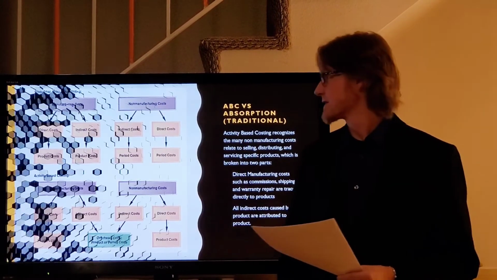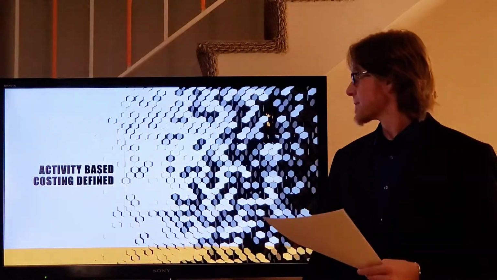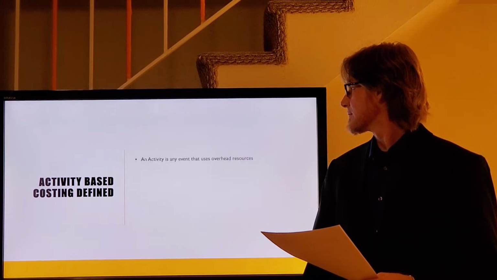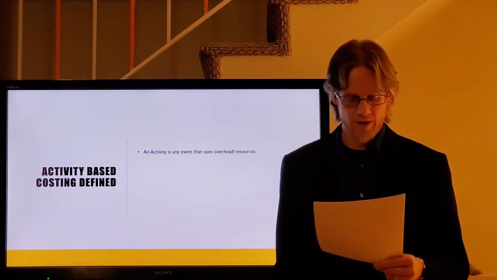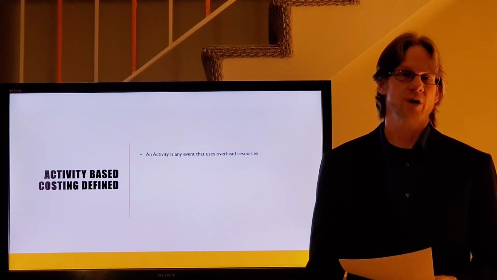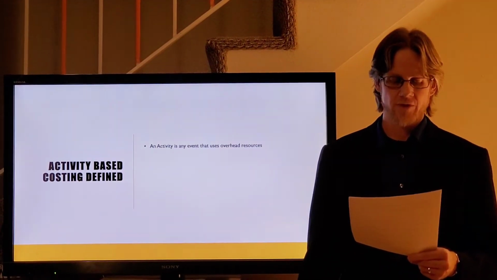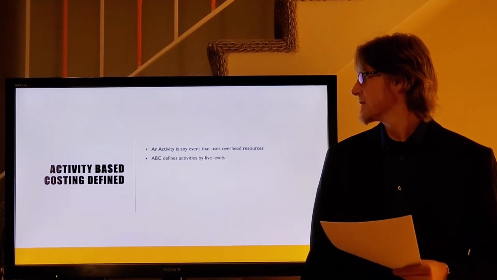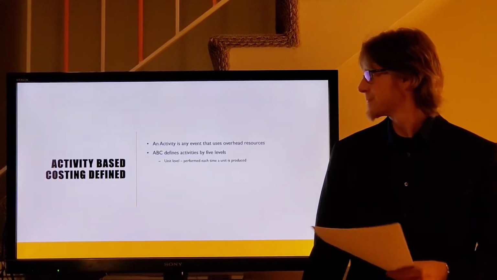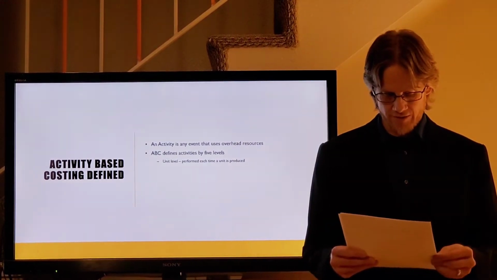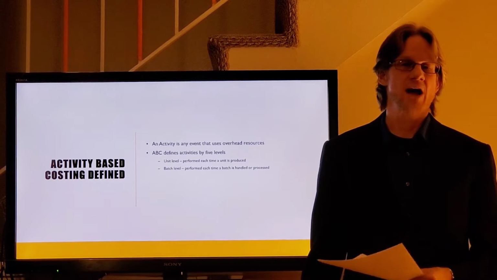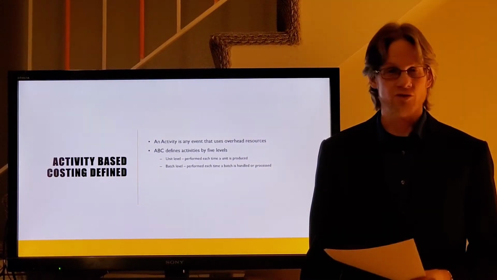Now let's define activity-based costing. An activity is defined as any event that uses overhead resources. Traditional cost systems rely exclusively on allocation bases driven by production levels, whereas ABC defines activities by five levels. The first is unit level activities, which occur each time a unit is produced. The second is batch level activities, which occur whenever a batch is handled or processed, such as orders.